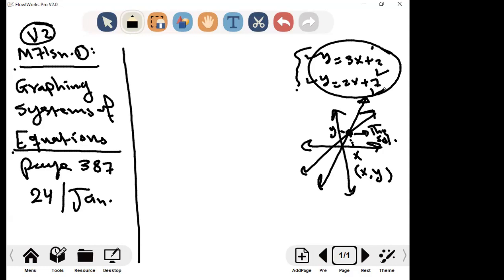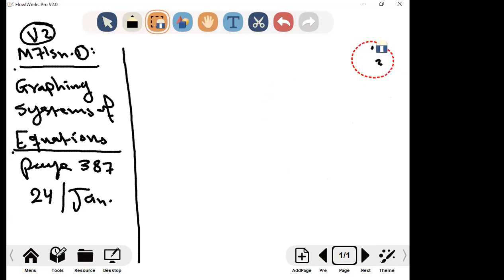So, example 1, consistent systems. A consistent system means it has only one intersection point between the two lines. It means it has only one solution. Do you understand me? Let's take example 1. Example 1, page 387. Focus, please, guys. Don't copy, just focus with me.